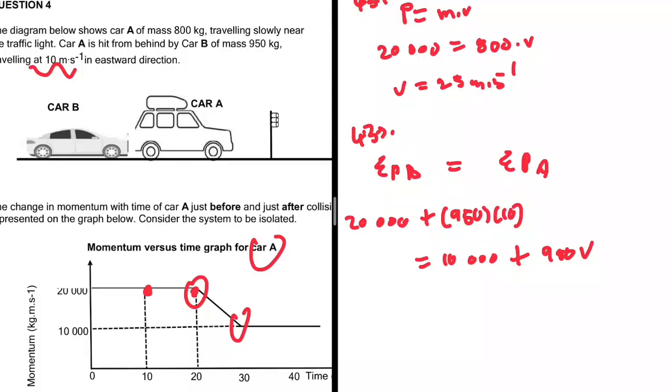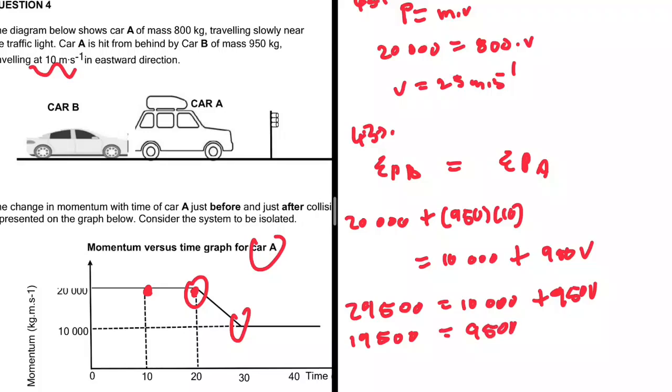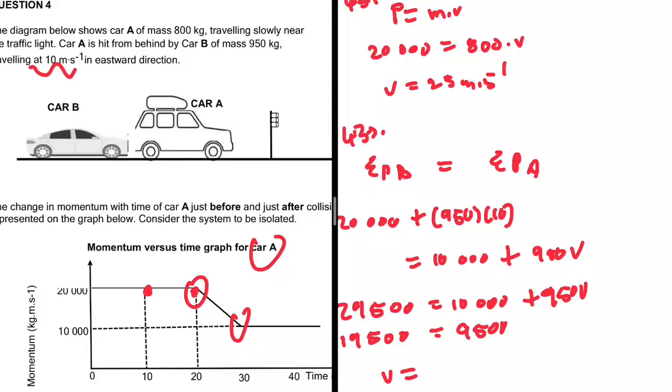Now time to press my calculator. I have 20,000 plus 950 multiplied by 10, which is 29,500, and this is equal to 10,000 plus 950 V. If we take 10,000 to the other side, we have 19,500 equals 950 V. Dividing both sides by 950, we get V final being 20.53 meters per second, to the east. We have clearly taken the direction to the east as positive here.